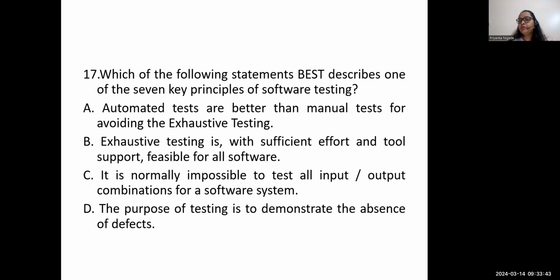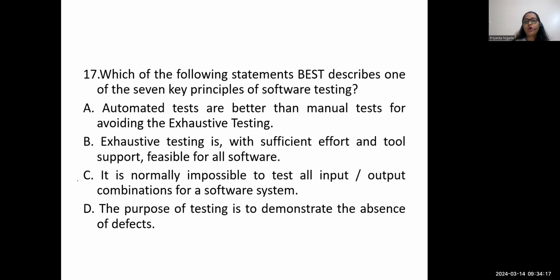So try this. Which of the following statements best describes one of the 7 key principles? Automated tests are better than manual tests for avoiding exhaustive testing. Exhaustive testing is feasible for all software with sufficient effort and tool support. It is normally impossible to test all input and output combinations for a software system. Or the purpose of testing is to demonstrate the absence of defects. Think properly. What is the correct answer? It's very simple. It's option C.